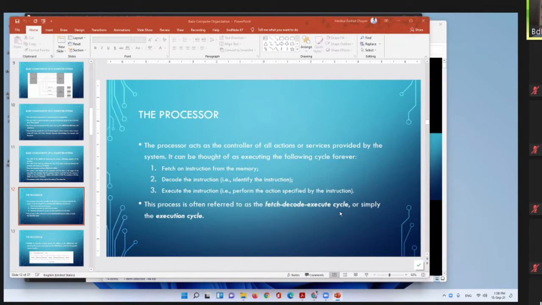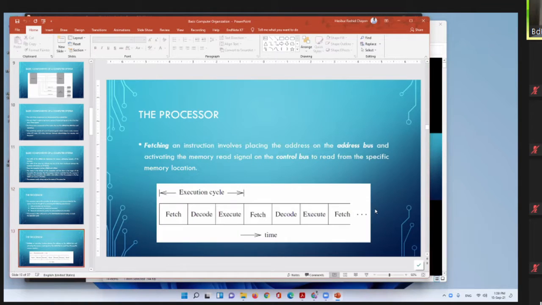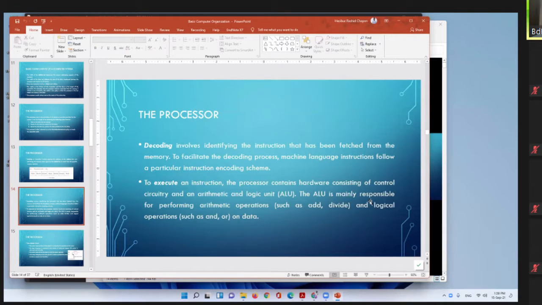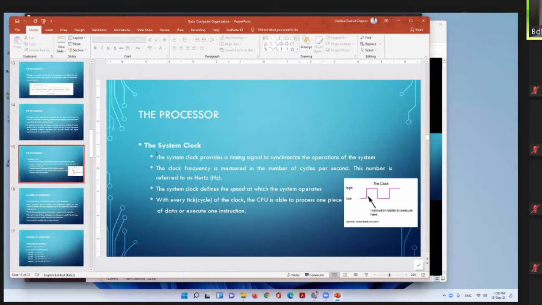We have to fetch the code first from the memory. Then we need to translate or decode the code to understand it, and then we execute the instruction. That is called the execution cycle: fetch, decode, execute. Fetch, decode, execute.